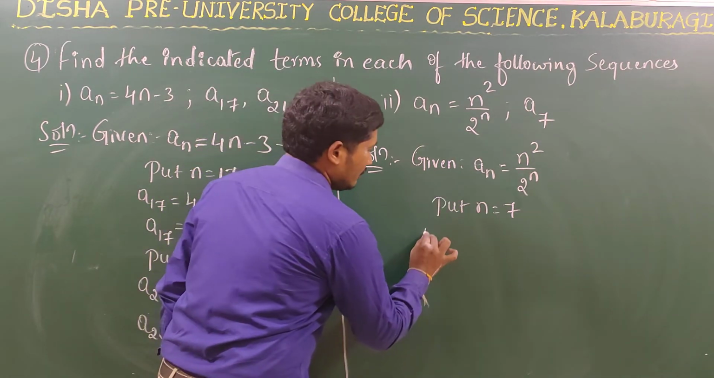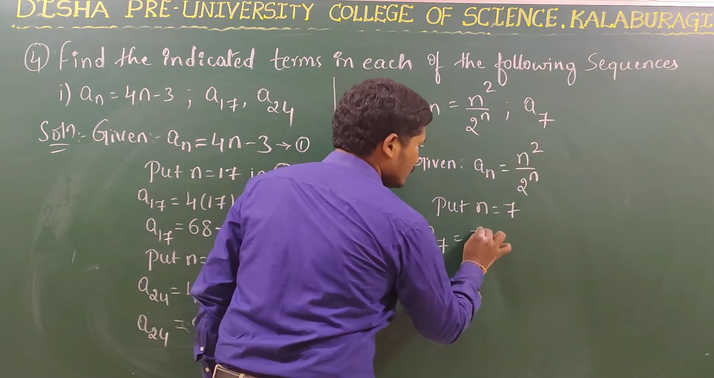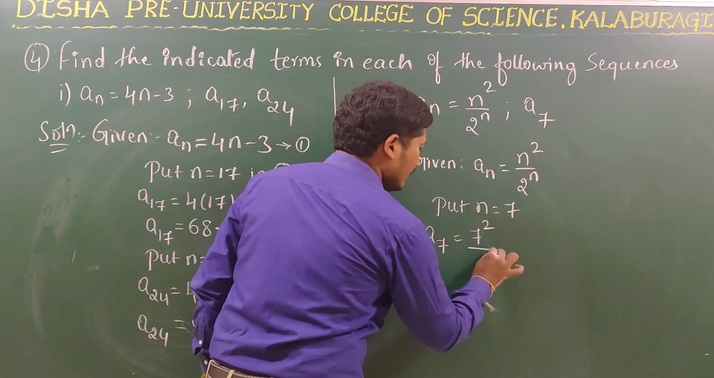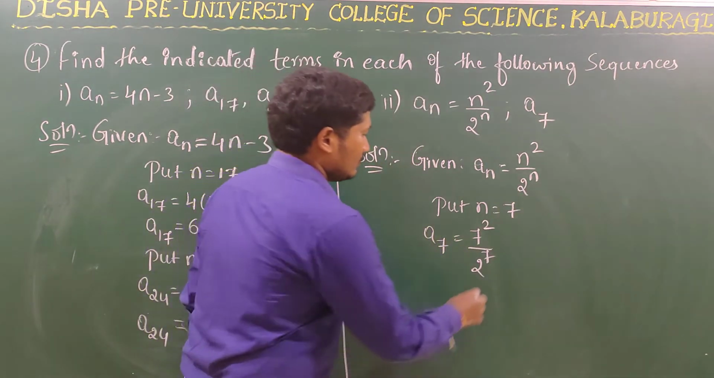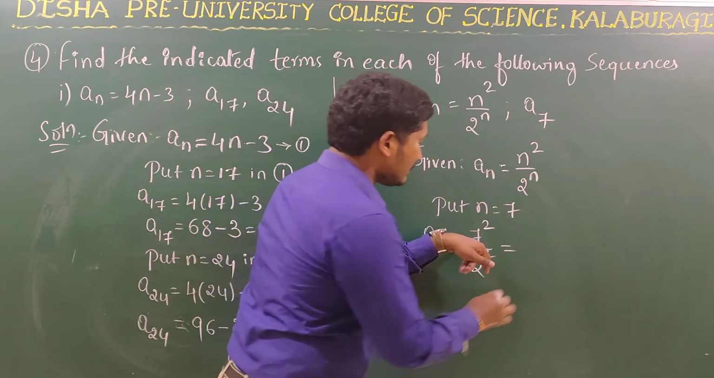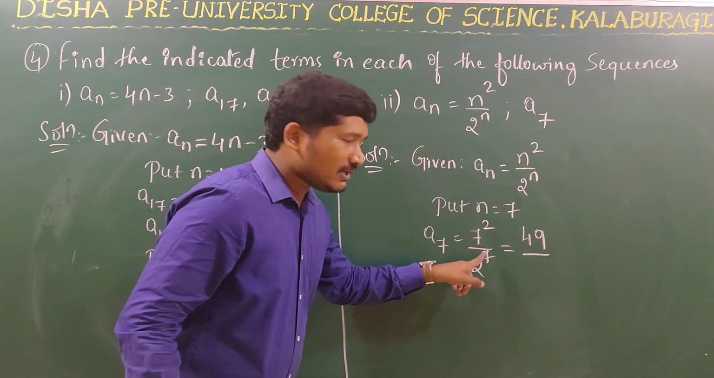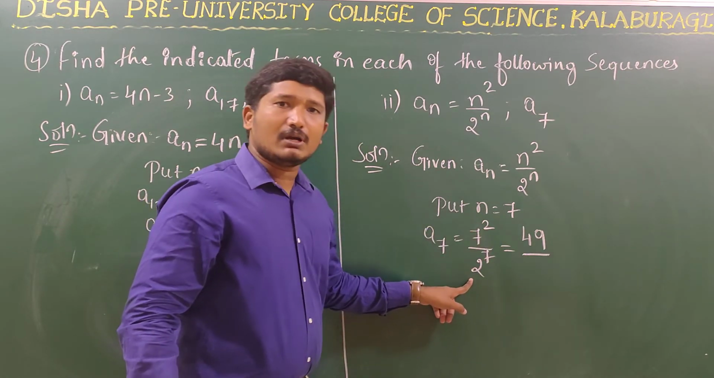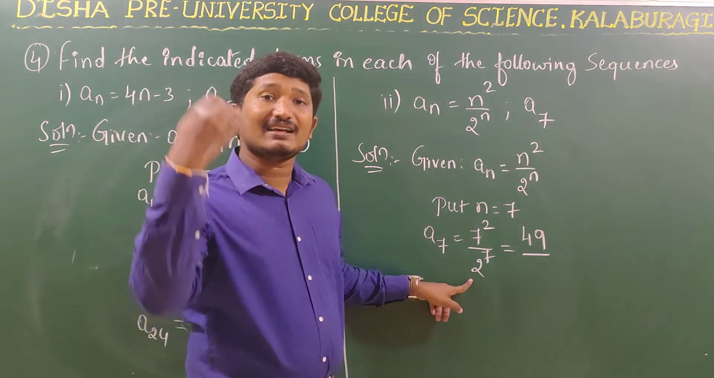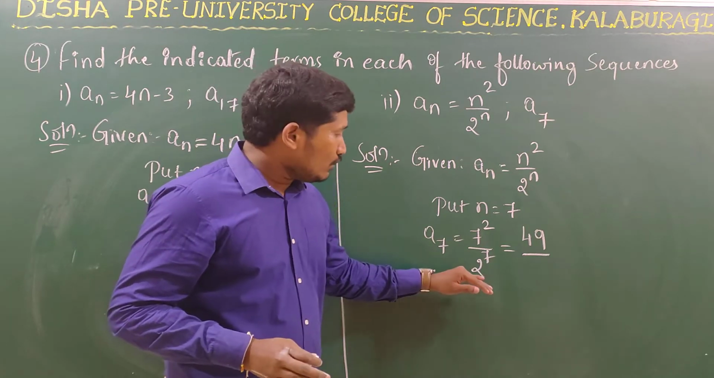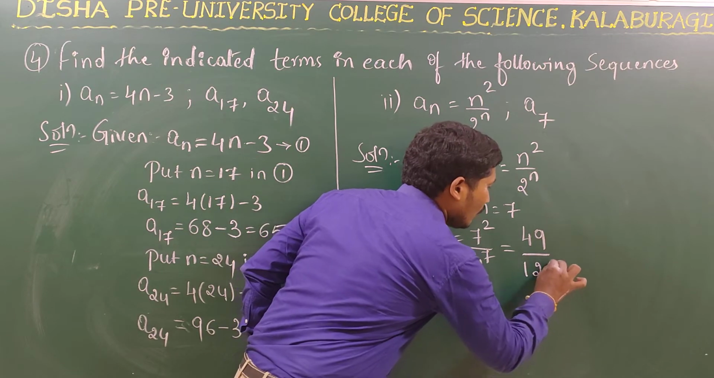So what we get? A7 is equal to n square means what? 7 square divided by 2 power n. N is equal to what? 7. Now this is equal to, what is 7 square? 7 square is 49. 2 power 7. 2 power 7 is nothing but what? 2 is multiplied how many times? 2 is multiplied 7 times. So when you multiply 2 7 times, you will get the answer as what? 128.